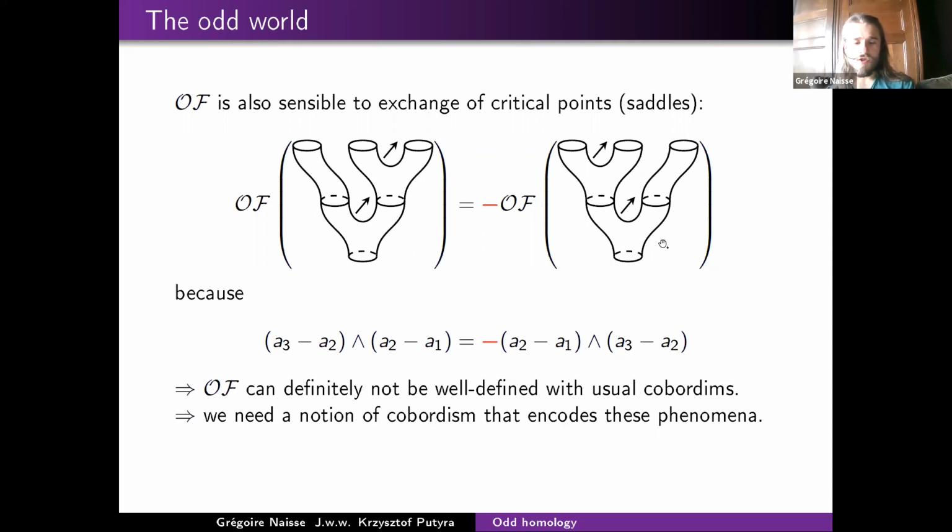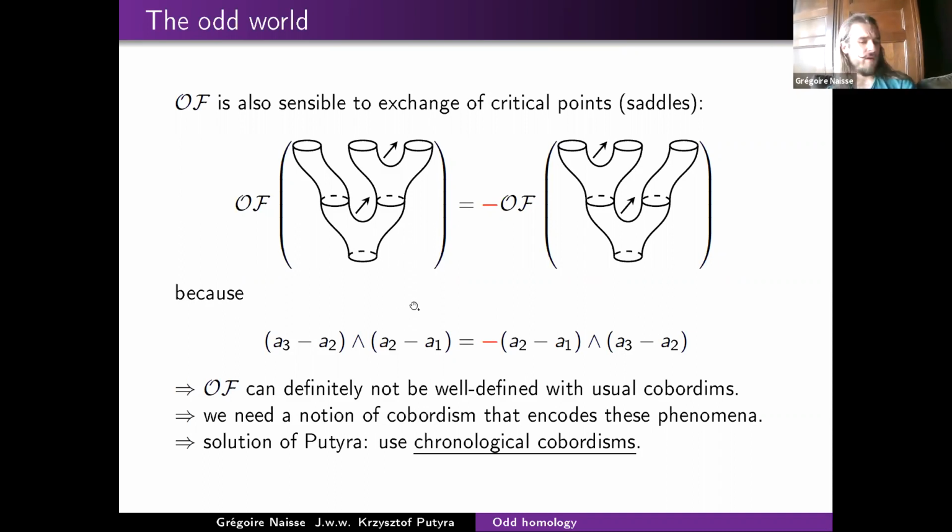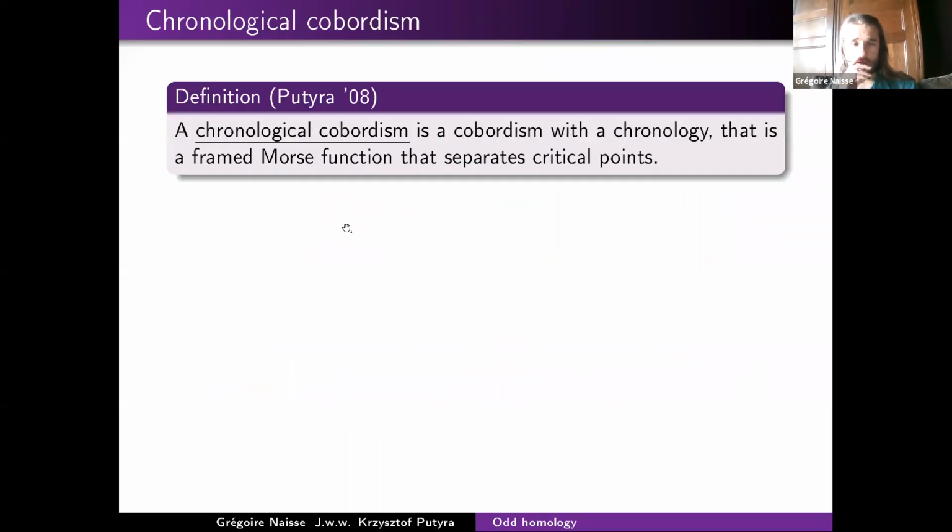What we need is a notion of cobordism which would encode this phenomenon. And one solution to do that is due to Putyra. And he says we can use chronological cobordisms. So what are these chronological cobordisms? Well, a chronological cobordism is a cobordism with a chronology. That is a framework function that separates critical points.